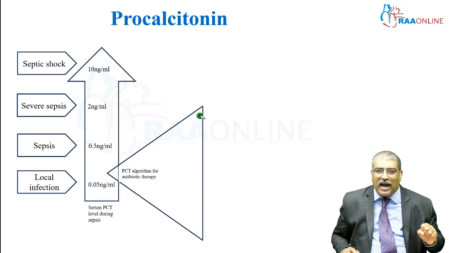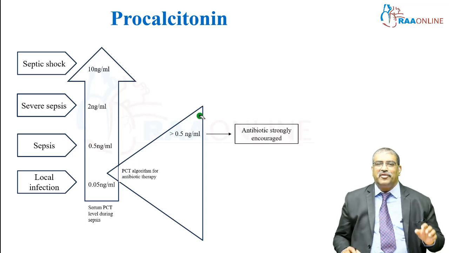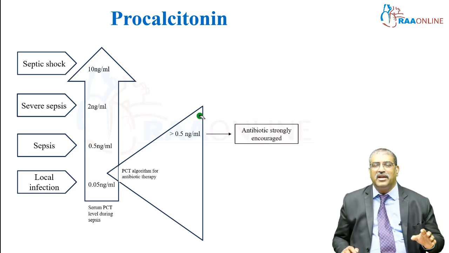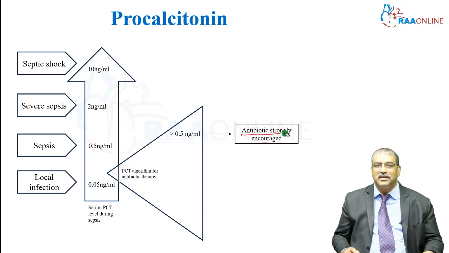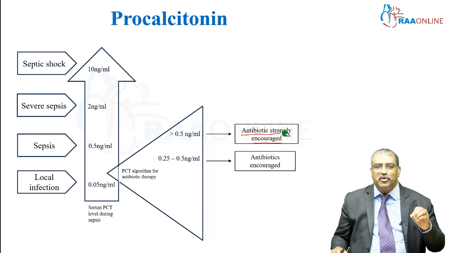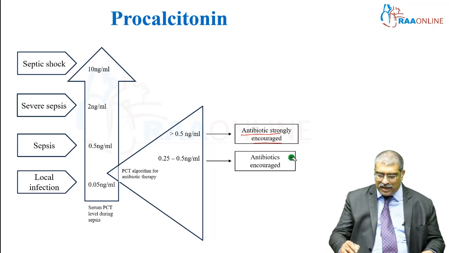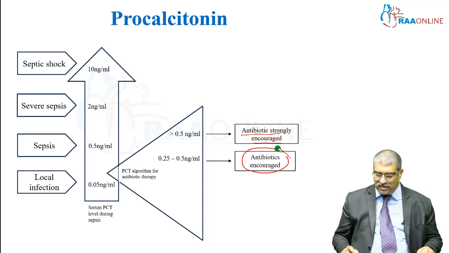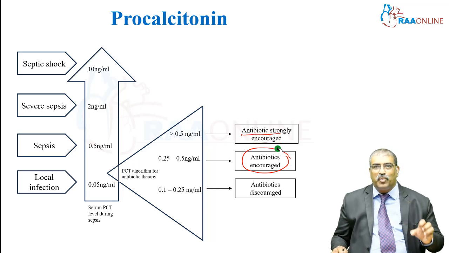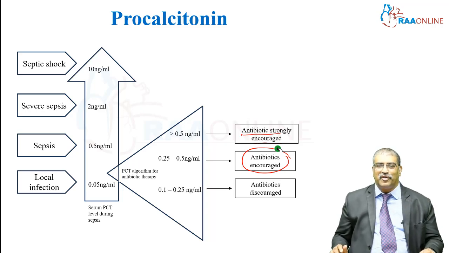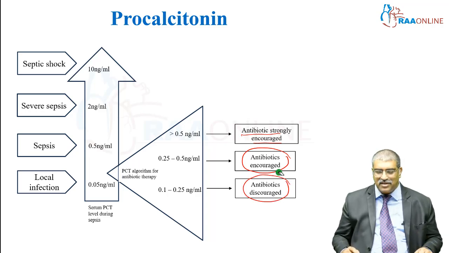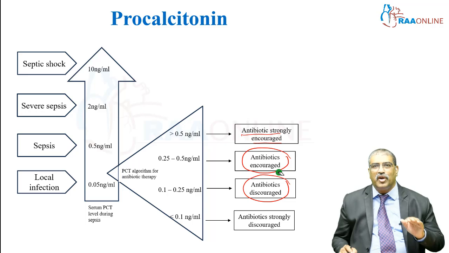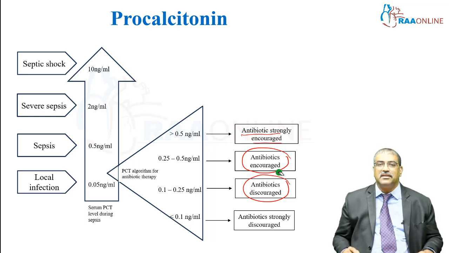With regard to the antibiotic algorithm, if it is greater than 0.5 nanogram per ml, antibiotic is strongly encouraged. If it is between 0.25 to 0.5 nanogram per ml, antibiotics can be encouraged. If it is between 0.1 to 0.25 nanogram per ml, antibiotic is usually discouraged. And if it is less than 0.1 nanogram per ml, antibiotic is strongly discouraged.